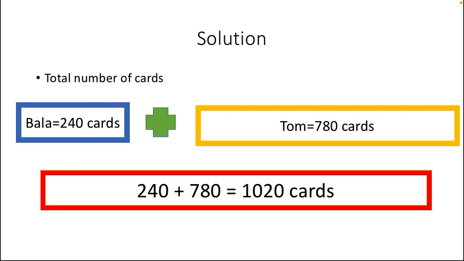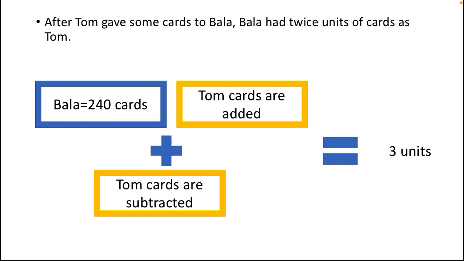Now first we have to find the total number of cards initially, or at first. So at first Bala has 240 cards and Tom has 780 cards. When we add them together, they have 1020 cards.